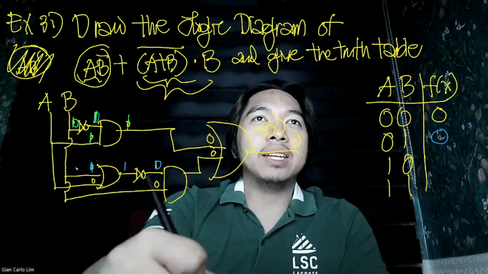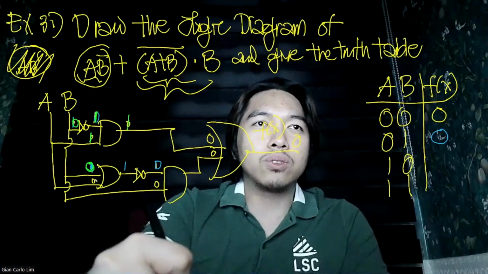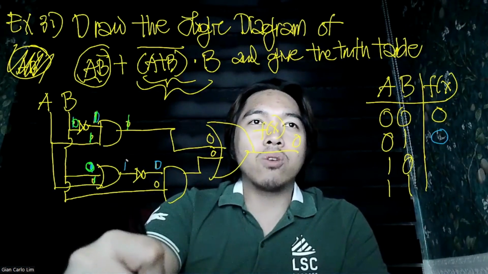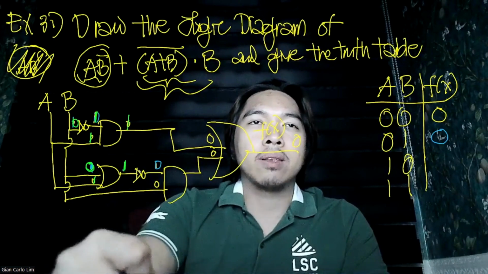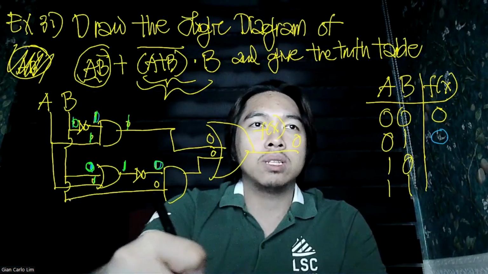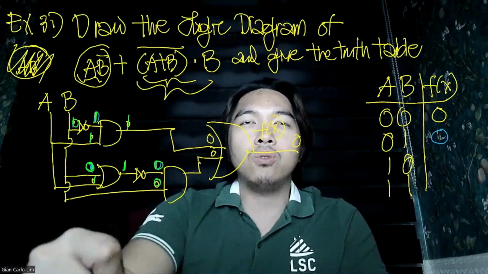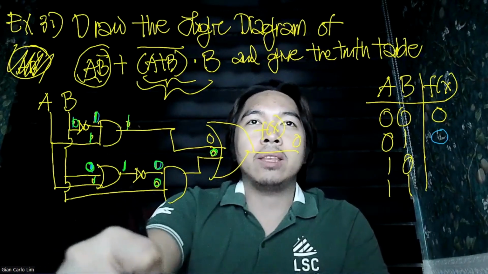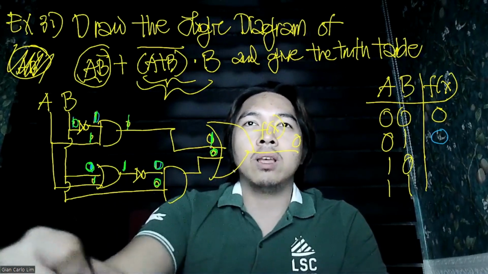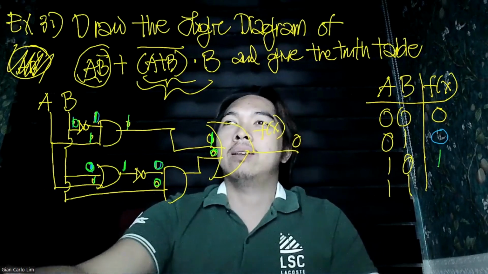So B is equals to 0. A is equals to 1. 0 or 1, so that is 1. Not, so that would be 0. B is equal to 0. So therefore, this would be 0. 0 and 0 would then be equals to 0. And then 1 here would then be equal to 1. So 1 or 0 is equals to 1.